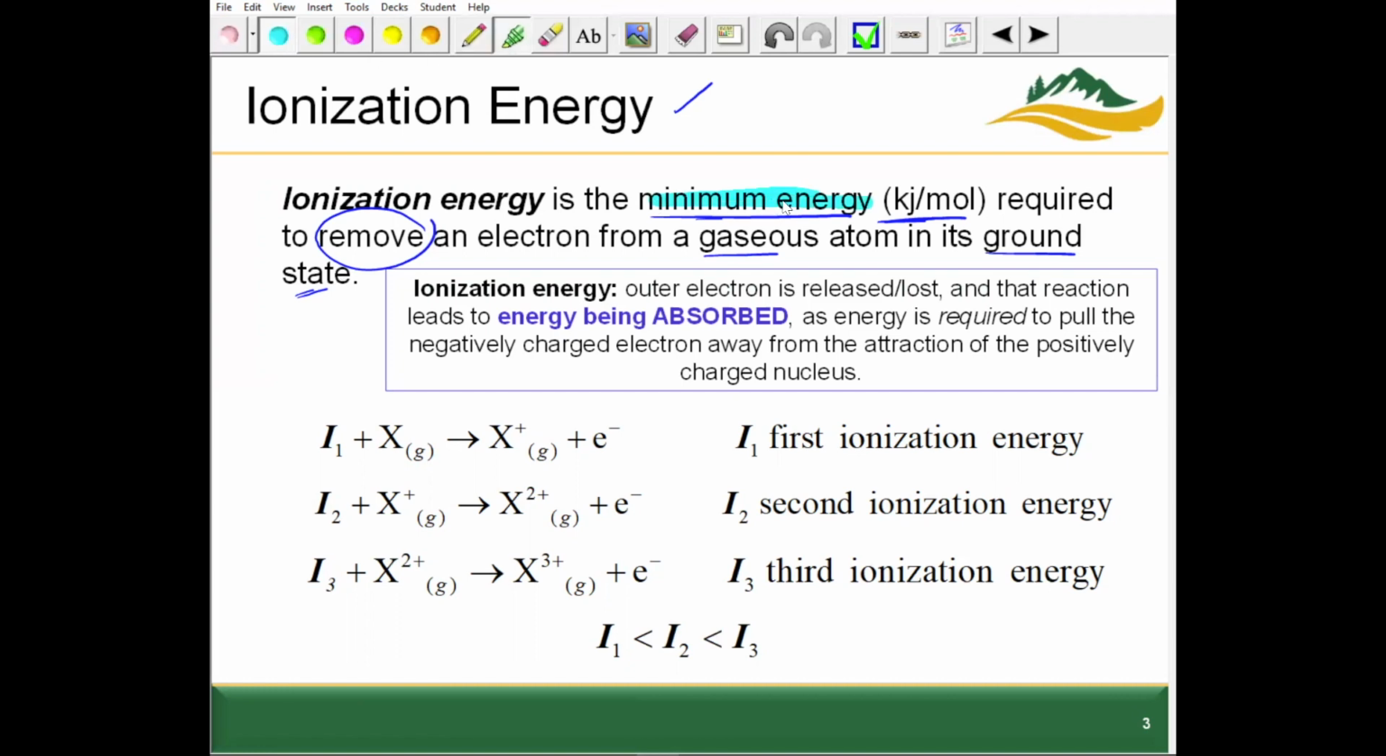So this is the amount of energy required to remove an electron from an atom. Because energy is required to pull the negatively charged electron away from the positively charged nucleus, so energy is needed to pull this electron away. So when that outer electron is released or pulled away or lost from an atom, that reaction leads to energy being absorbed. So energy is needed or energy is absorbed in order to remove an electron from an atom.